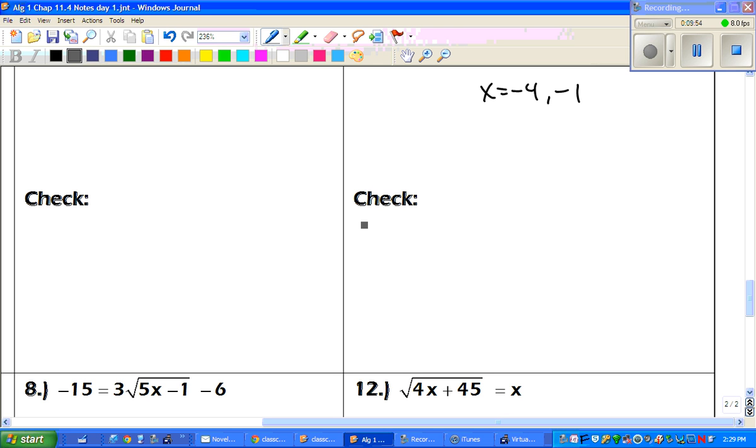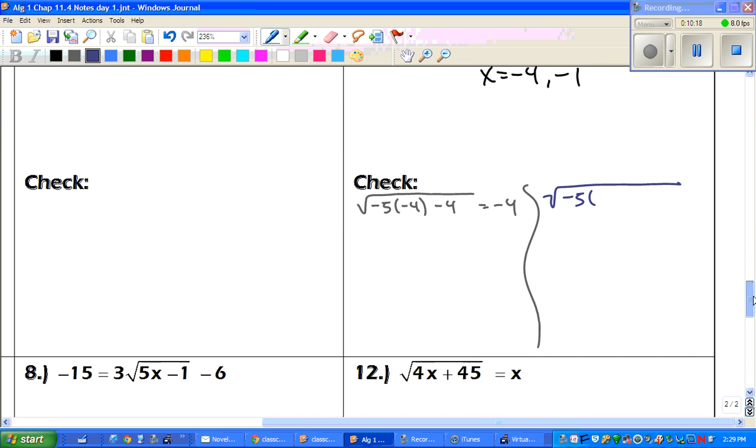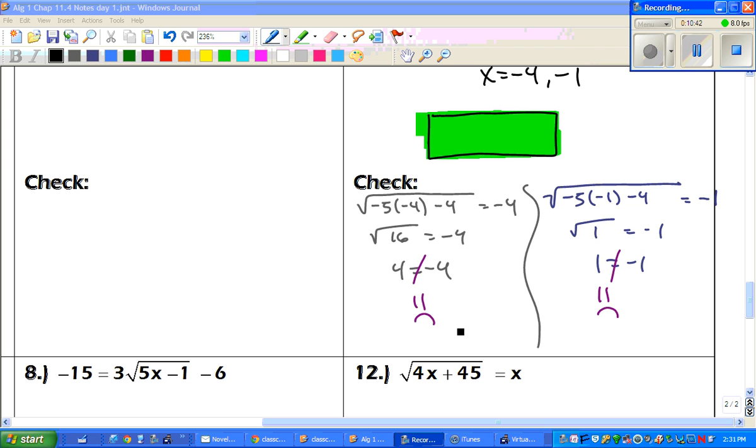Alright, time to do the check. Be very careful with your negative signs here. We'll check negative 4 first. Okay, go ahead and pause the video. I want you guys to do the checks by yourself. Good luck. Okay, when I did the check for both of those, ooh, they didn't come out, so our answer here is no real solution.